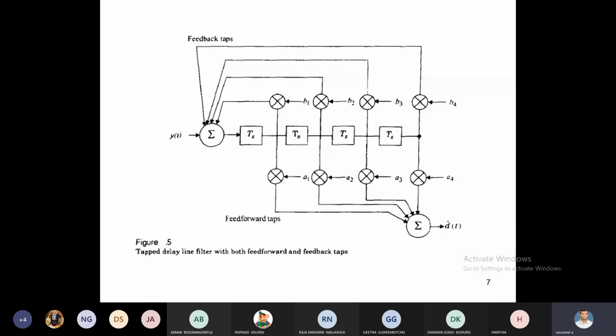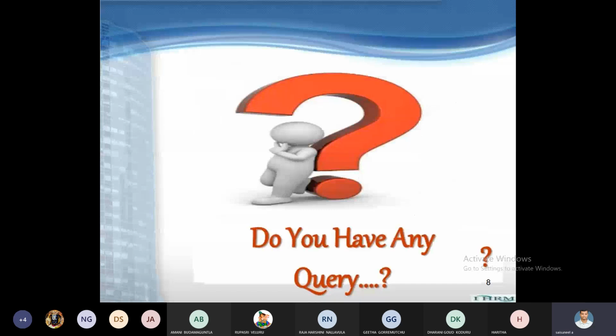This is about the most commonly used linear and non-linear equalizers. In linear equalizers, we use FIR filters, that is finite impulse response filters. For the non-linear section, we use IIR filters, infinite impulse response filters. This is about the survey of equalization techniques.